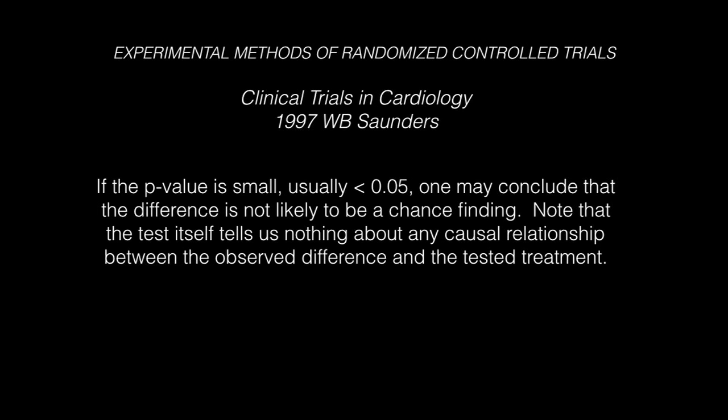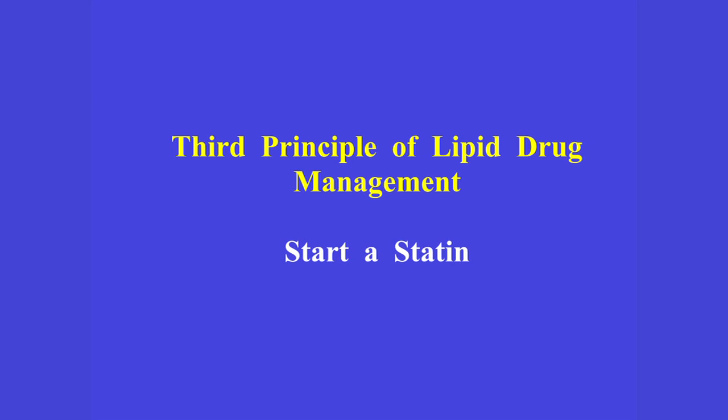And this is right out of the cardiology literature. I went back and looked this over because we're talking cardiology, not endocrinology. I looked at the cardiology literature and experimental methods of randomized controlled trials, clinical trials in cardiology. If the p-value is small, one may conclude that the difference is not likely to be chance. But that doesn't mean that the drug made the difference. That doesn't say anything about the causal relationship. And that's right from the cardiology literature. So let's get back to his third principle.